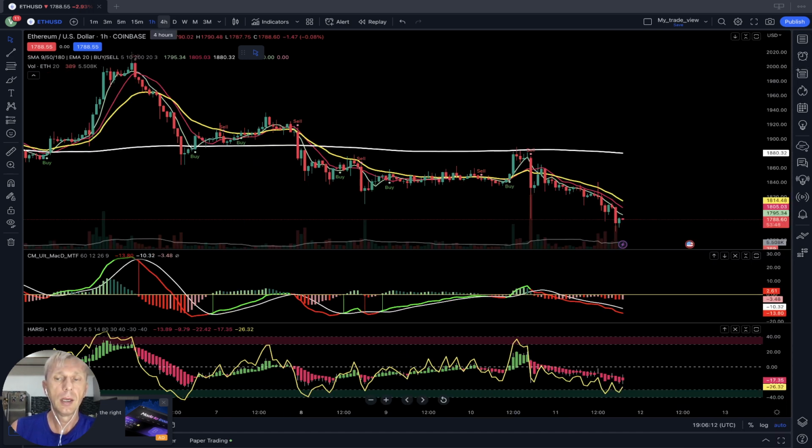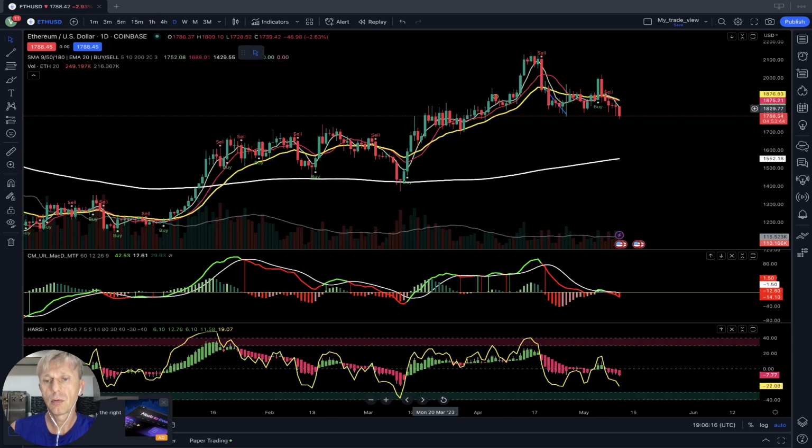Ethereum daily. Ethereum daily sell signal, bearish crossover, bearish trend, MACD bearish, RSI and Fibonacci all bearish. On daily time frame, no changes.